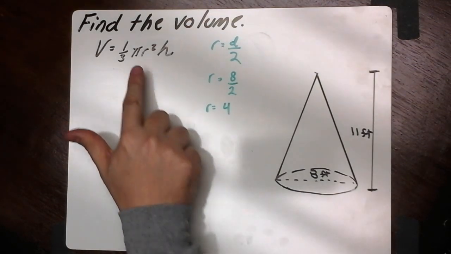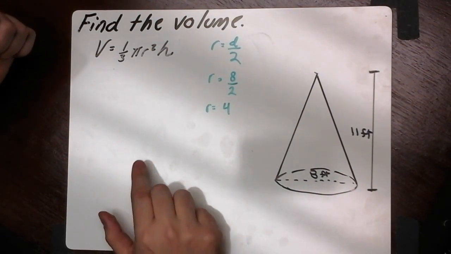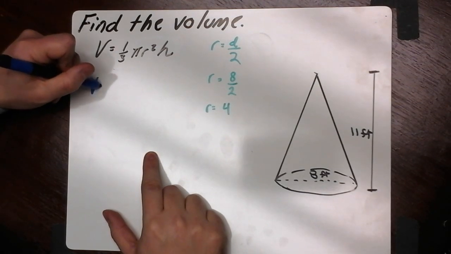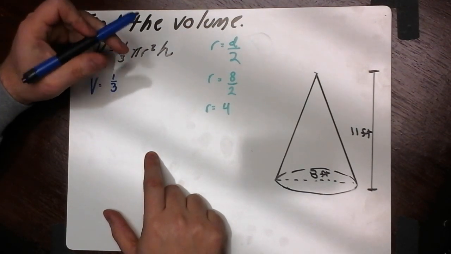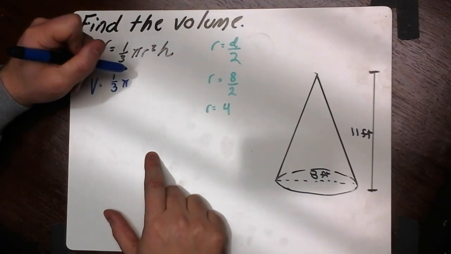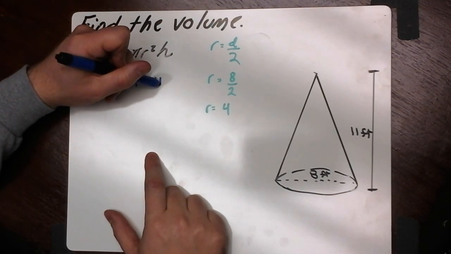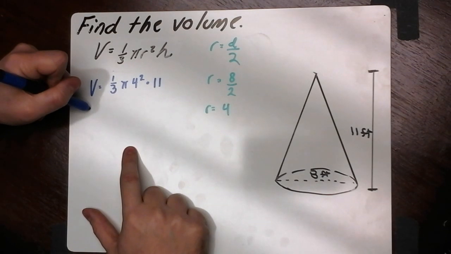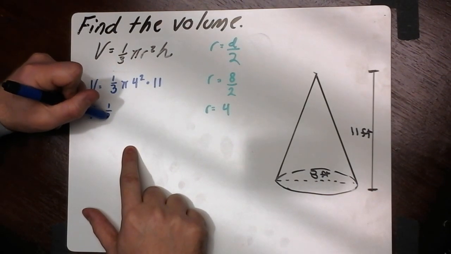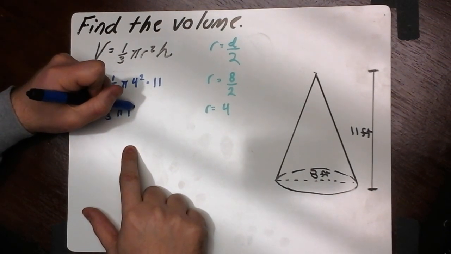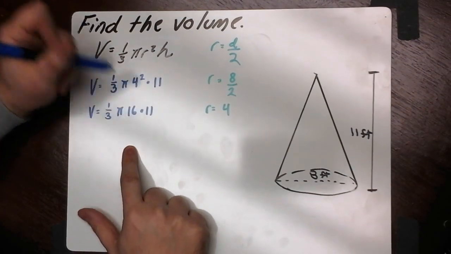Okay, now I have my radius. I'm going to plug this in. So V equals 1/3 pi 4 squared times 11. 4 squared is 16. So that's 16 times 11.